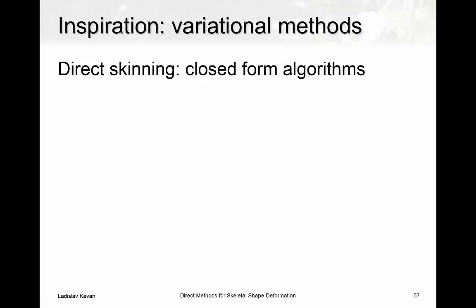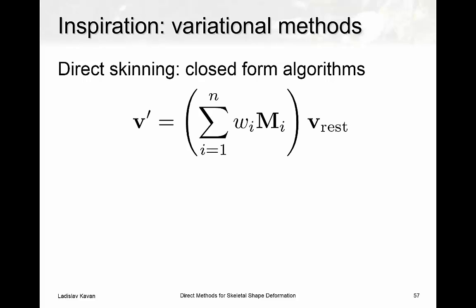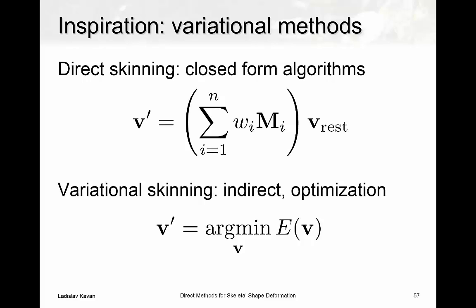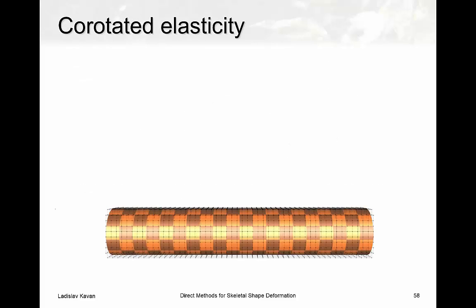And the inspiration I took from physics, right? The direct skinning methods essentially mean you have just a formula for how to compute the deformations. And as we talked about before, with quasi-static elasticity, you can also pose it as a variational problem. If we have some elastic deformation energy E, and some constraints, which are not written here, then you can pose skinning as an optimization problem, minimizing some elastic energy. The typical elastic energy people use for this purpose is corotated elasticity. Do you still remember it?